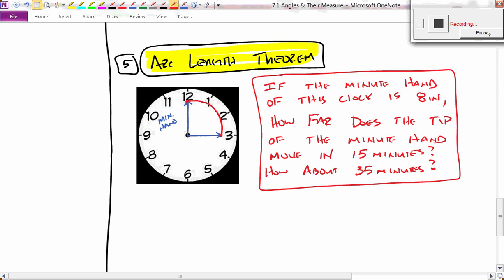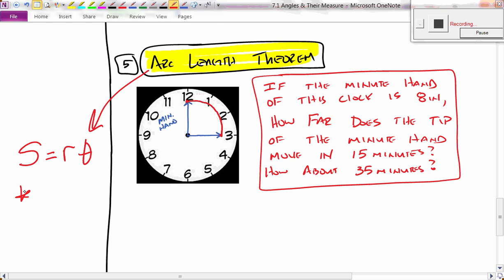So what is so different about this versus any other distance that we've tried to find in the past? It's curved. So how do you measure a curved distance in length? Well, you have to use the arc length theorem. The arc length theorem says this: S, which is the distance covered by this red line here, is equal to the radius multiplied by my angle theta. That's it. You wouldn't think it's that easy.